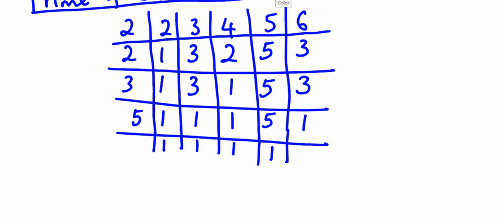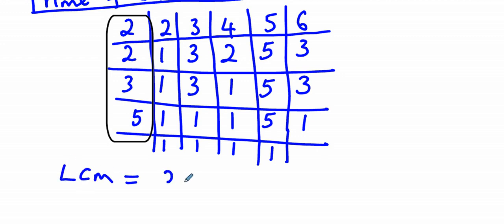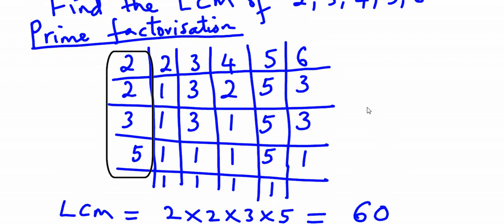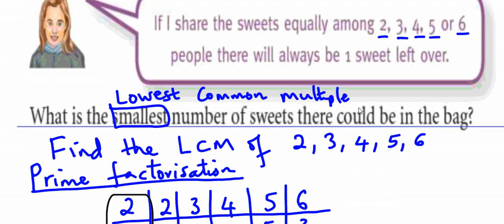Now for LCM, like we discussed earlier, you multiply these numbers. Here we go. So the LCM will be equal to 2 times 2 times 3 times 5. This gives you 2 times 2 is 4, 4 times 3 is 12, 12 times 5 is 60. So far so good.